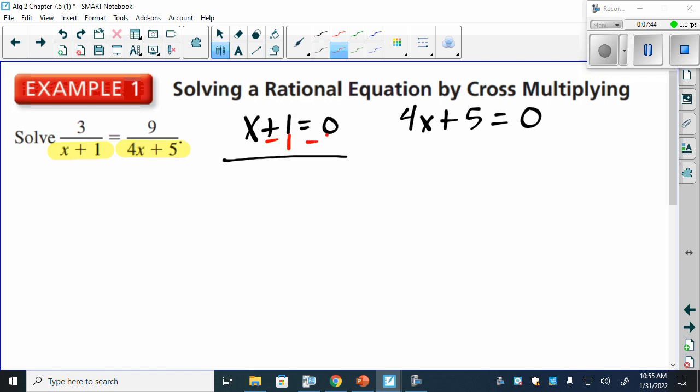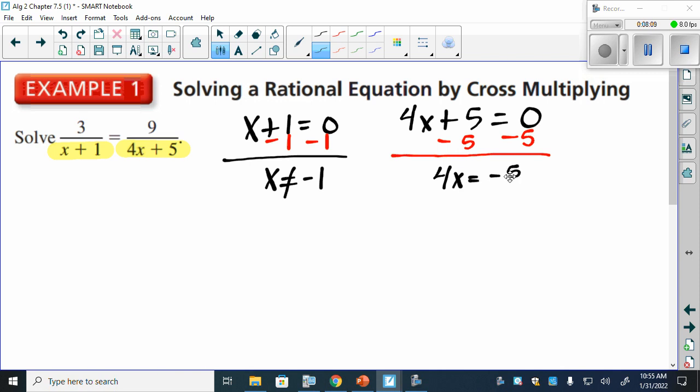And for these here, we can solve for the value of x. Well, the first one here, we can subtract 1 from both sides, telling us that x cannot equal negative 1. Because if x is negative 1, it would make the first rational expression have a denominator of 0. For the next one here, we can subtract 5 from both sides, telling us 4x is equal to negative 5. And if we divide both sides by 4, we get x is equal to negative 5/4.